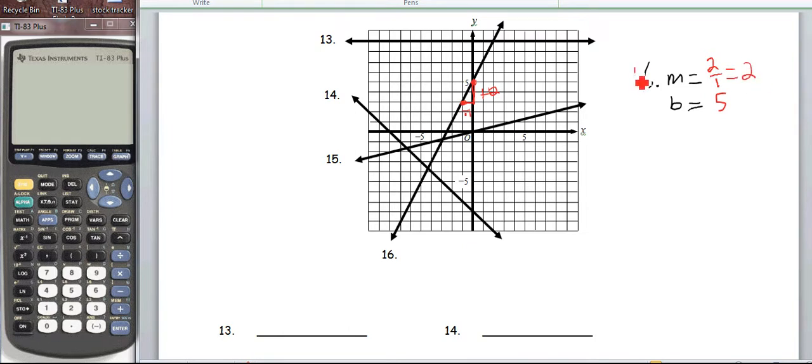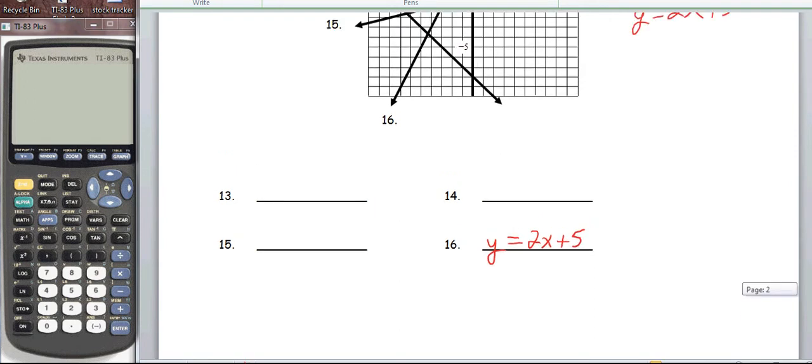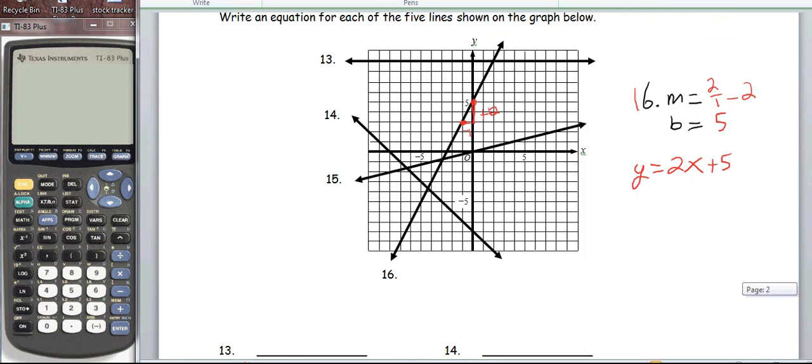So when I write my equation, I'm going to write y equals 2x, and then this will be plus 5. And of course what I'm going to do is write that here, y equals 2x plus 5. Your job is to fill in the remainder of your notes.